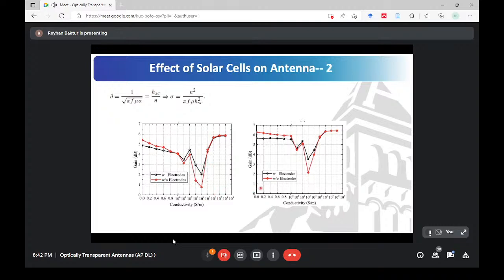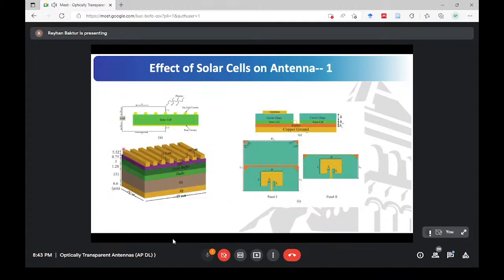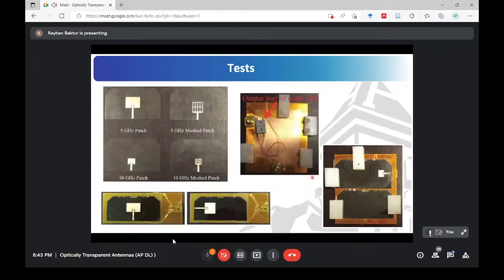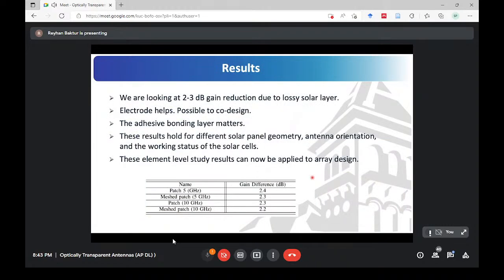But the good thing is, for a solar cell, we have all these grids, right? So these grids actually act as the buffer zone. So without grid and with grid, that's the gain difference that we are seeing. So some experiment to back up what we have learned. Normally, due to the lossy solar cell layer, we will be expecting maybe somewhere around 2 to 3 dB gain reduction. It also depends on the frequency, but that's better.